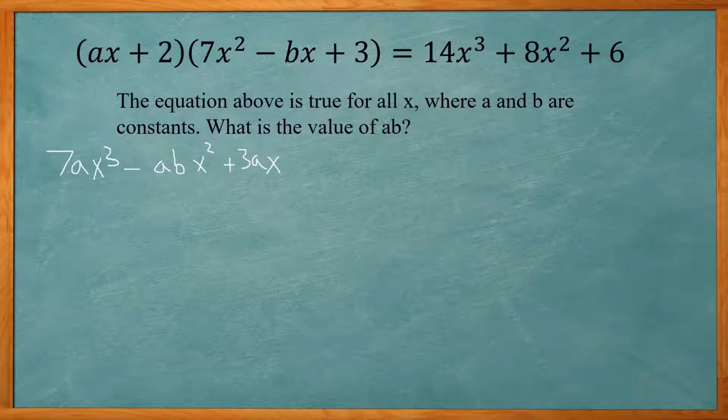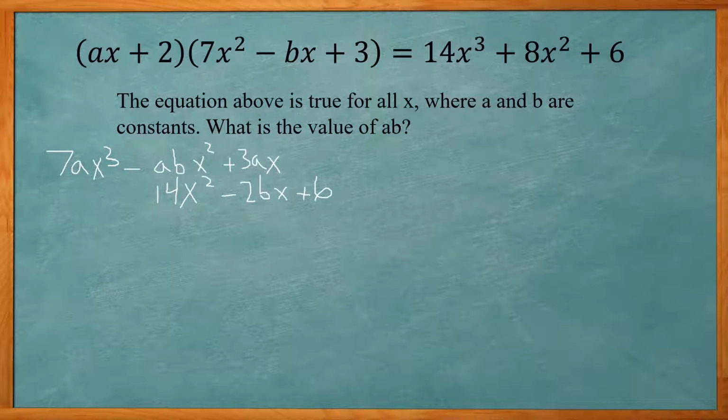Okay, and then I'm going to take the 2 and multiply by each term inside. 2 times 7x gives you 14x squared. So 14x squared, I'll just put it under the other x squared. 2 times negative bx is negative 2bx. And then 2 times 3 is 6.